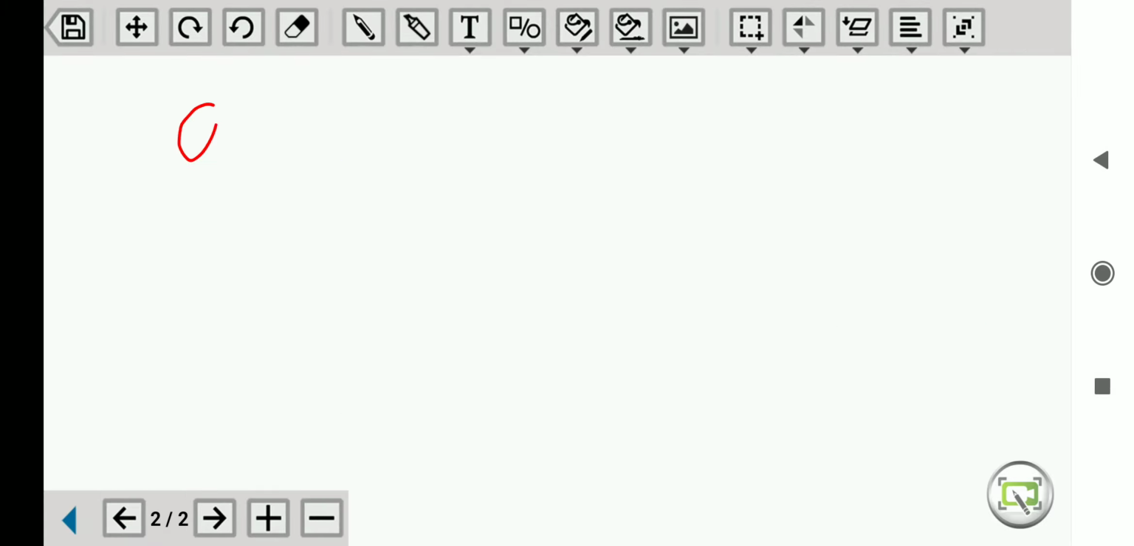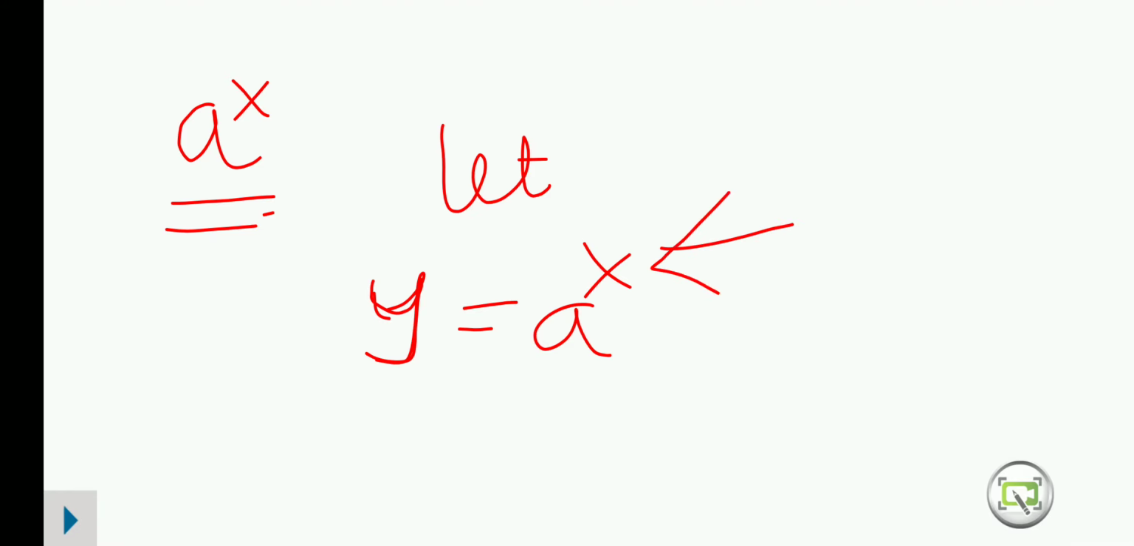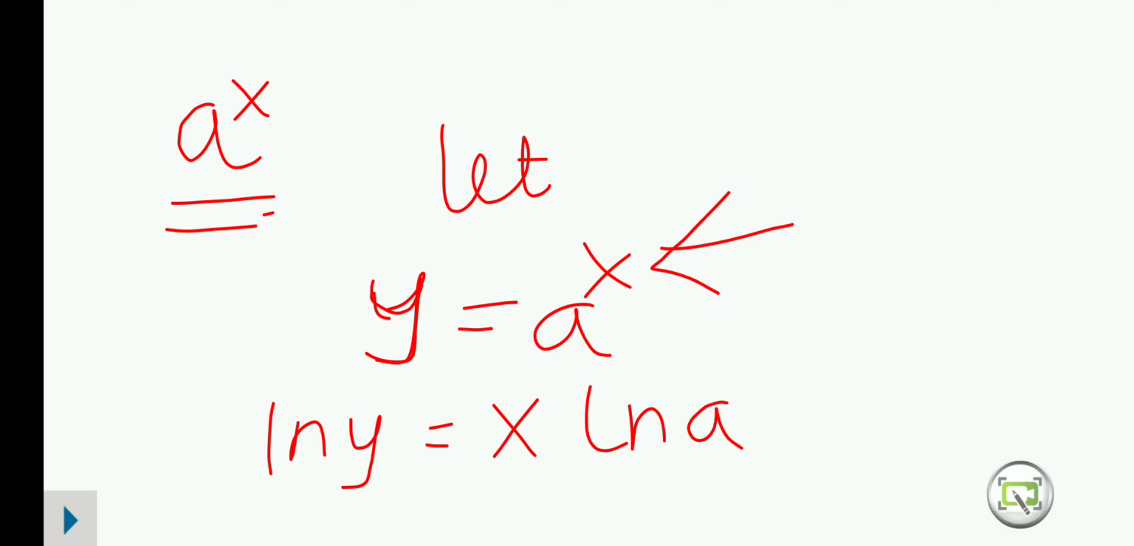Here a raised to x is the term, so let y is equal to a raised to x. Now what we have to do is apply natural log on both the sides, so then this x term will come as the coefficient of log a. Therefore ln y is equal to x ln a.